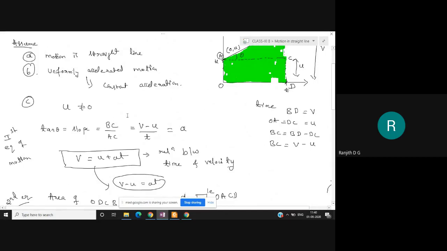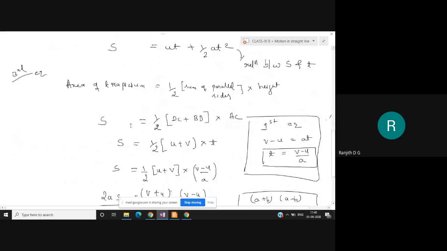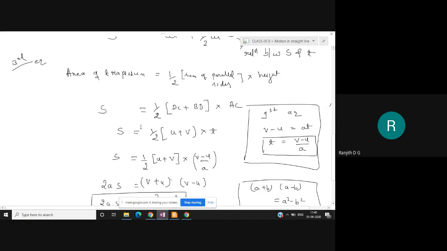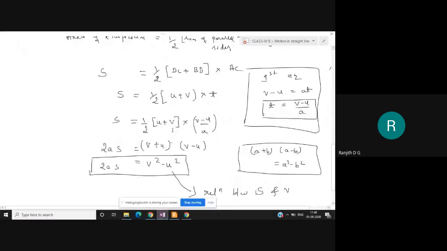Basic mathematics. Now I'm asking, what is the area of a trapezium? You should be very quick to give those answers. If you say you don't know, then I cannot tell you how you got the area of the trapezium. I just use it from mathematics. So this is very important. And if I ask what is a square minus b square, you should be very quick to remember all those things.